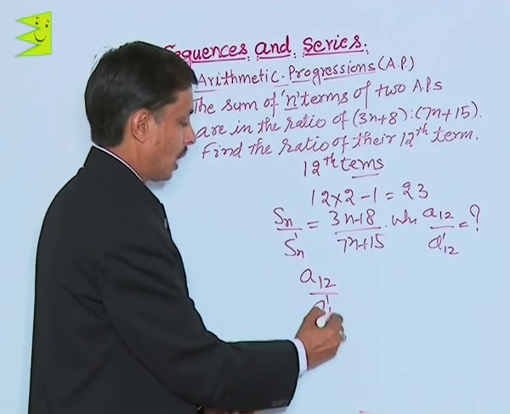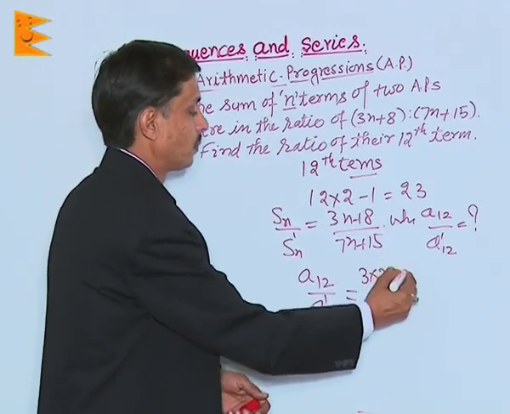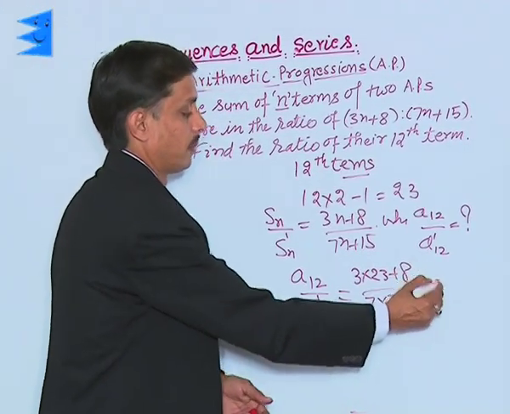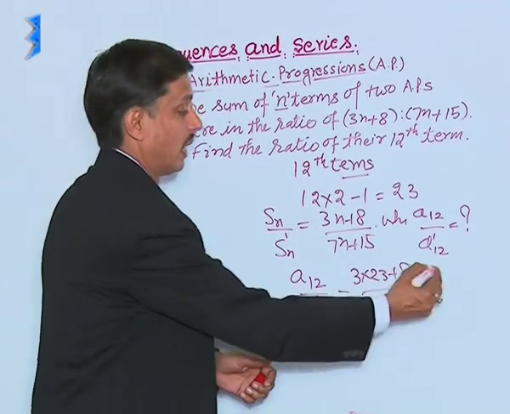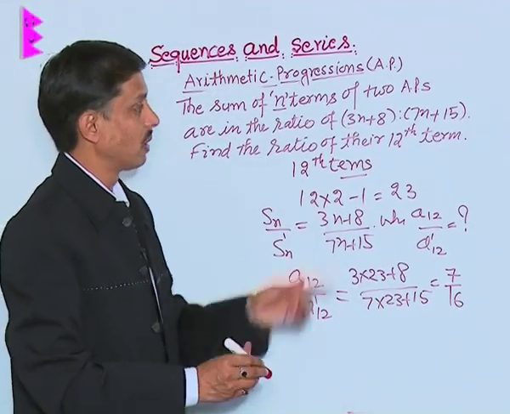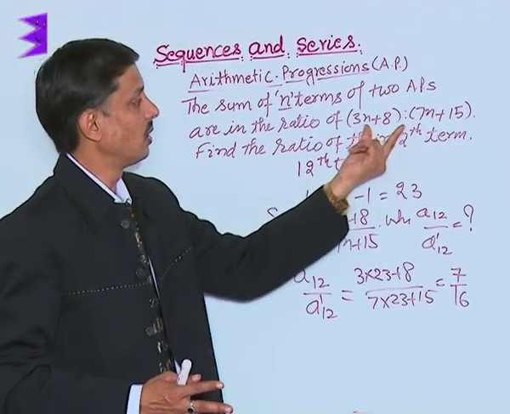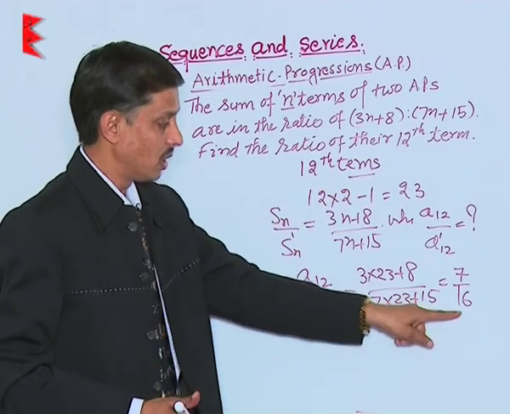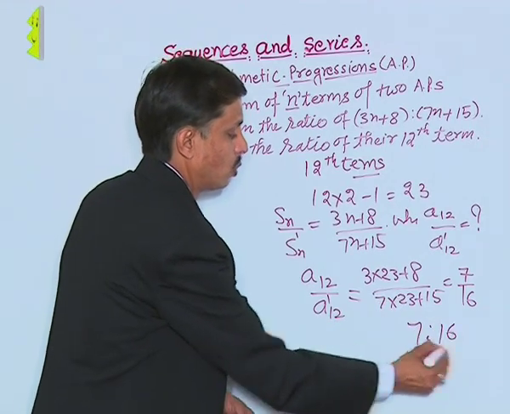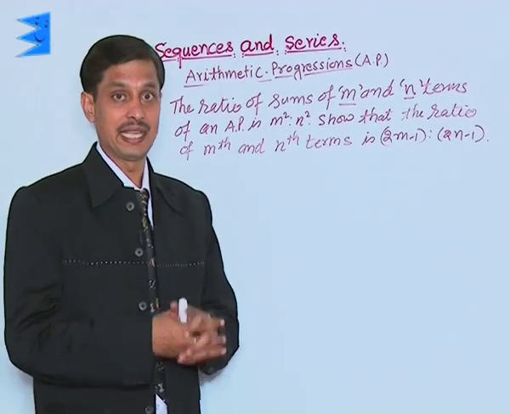So A12 upon A12 dash of this particular result becomes 3 into 23 plus 8 upon 7 into 23 plus 15. If I solve, I will get this result is 7 by 16. So ratio of 12th terms of those two APs whose ratio of general sum of n terms is given by this is 7 by 16, or you can write 7:16.